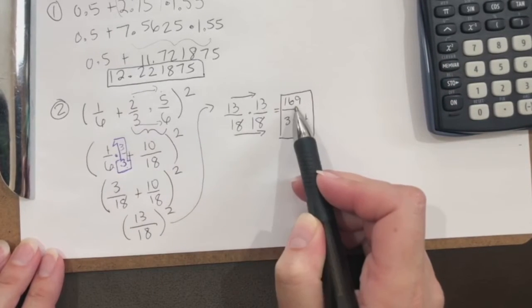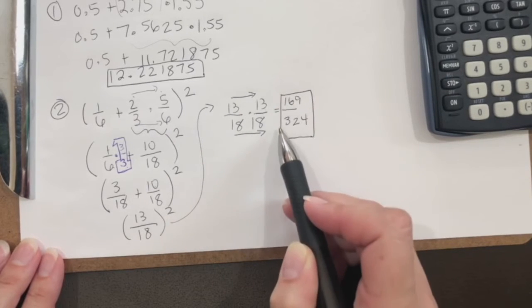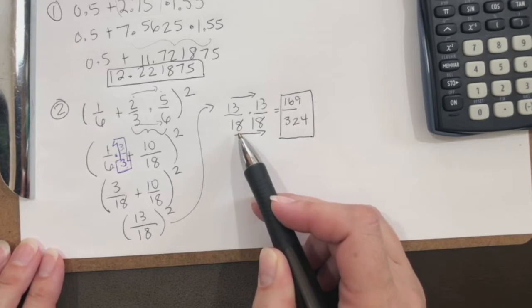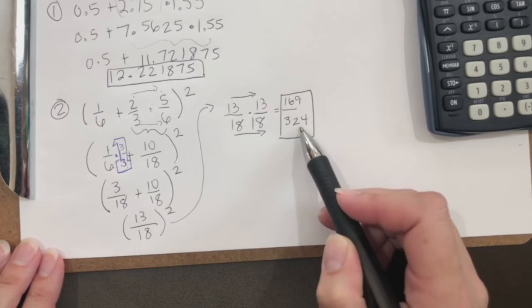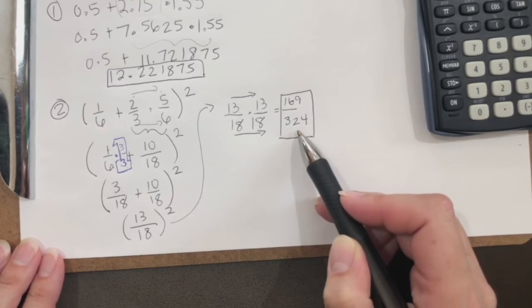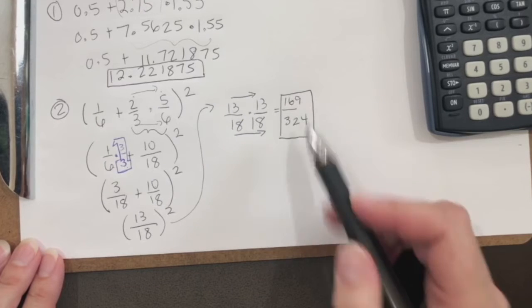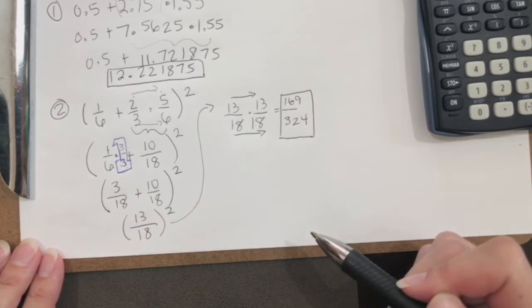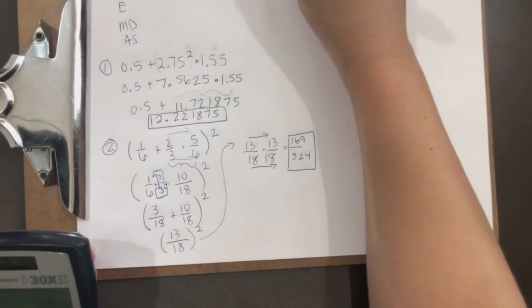anything, so you can't pull anything out. 169 is just 1 times 169, or 13 times 13. Whereas 18 is also 3 times 6 and 2 times 9. So from 324, we can pull out a 2, we can pull out a 3, a 9, a 6, but we can't pull any of those out of the 169. So we're already simplified. That's it. Let's go to number 3.